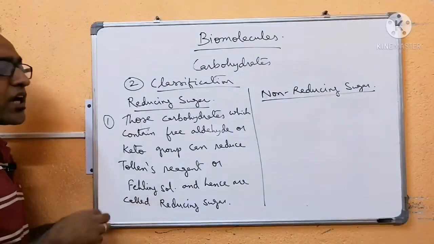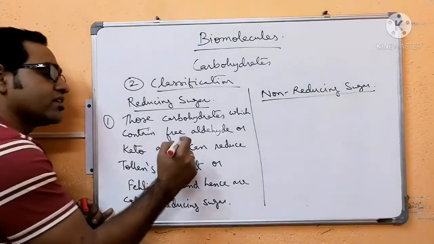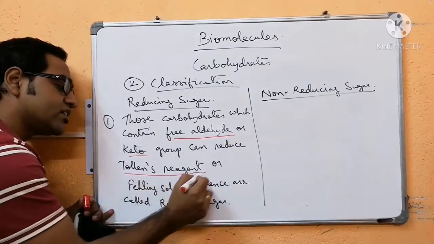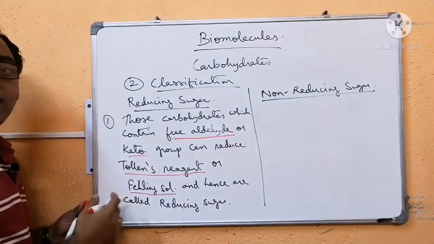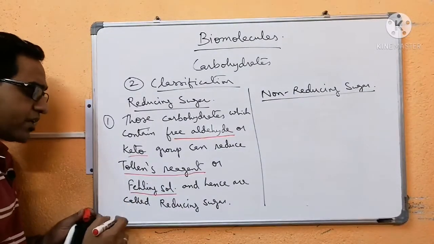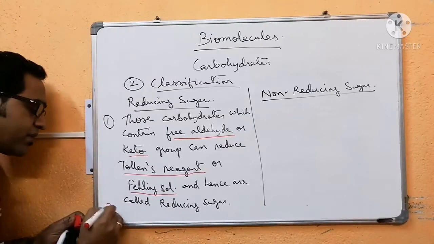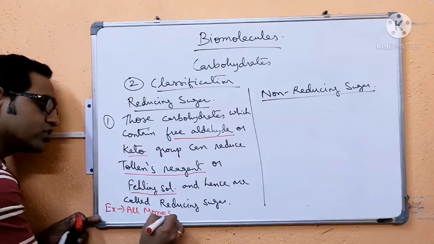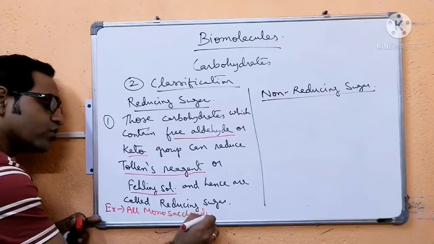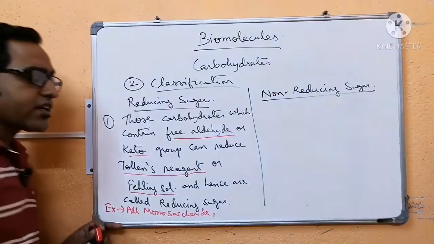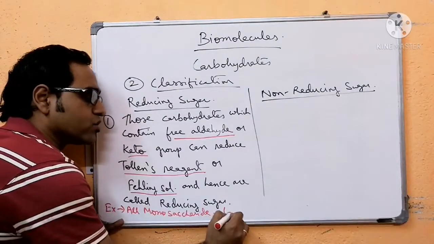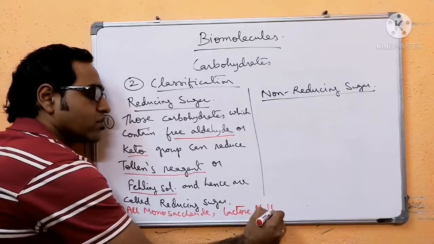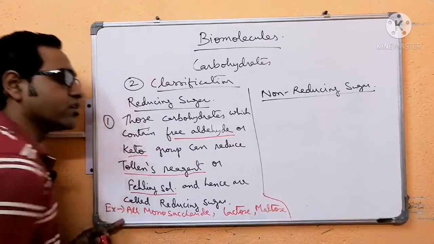Okay, so those carbohydrates which contain free aldehyde or keto group, which can reduce Tollens reagent and Fehling's solution, are called reducing sugar. For example, all monosaccharides. In case of disaccharides, lactose is a reducing sugar. Maltose is also a reducing sugar.